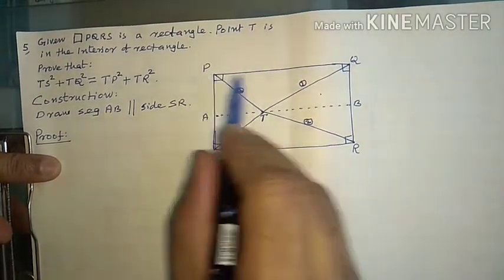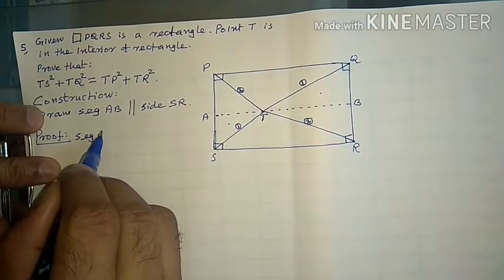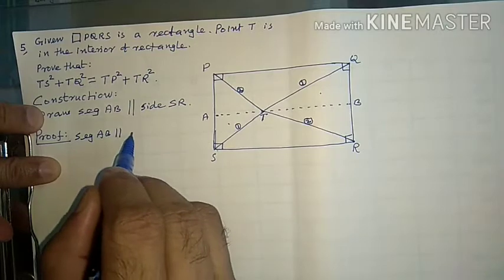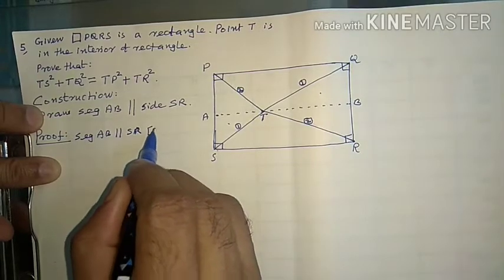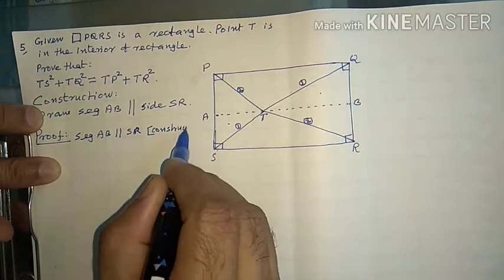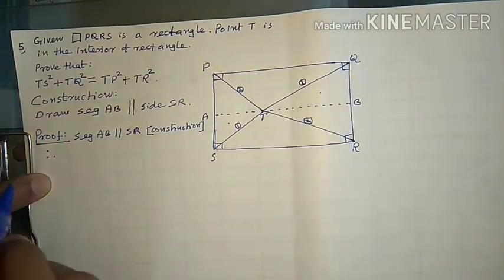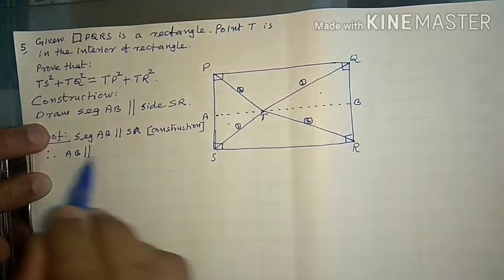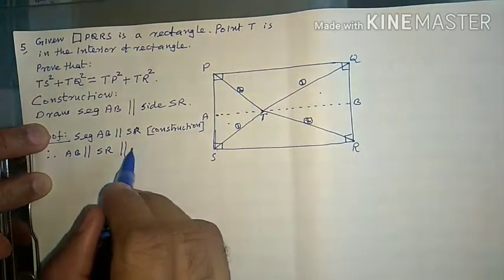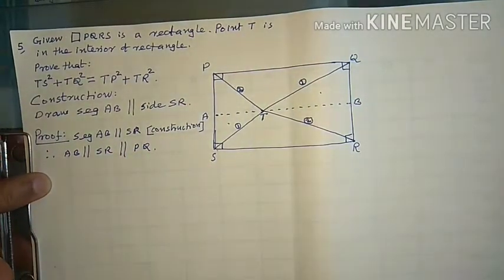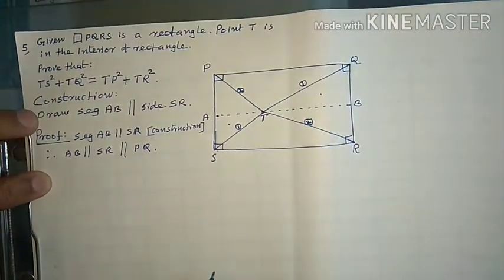But SR is parallel to PQ, opposite sides of the rectangle. Segment AB is parallel to SR, this is by construction. Therefore, AB is parallel to SR, but SR is parallel to PQ. These two sides are otherwise also parallel because they are opposite sides of a rectangle. That we are getting.